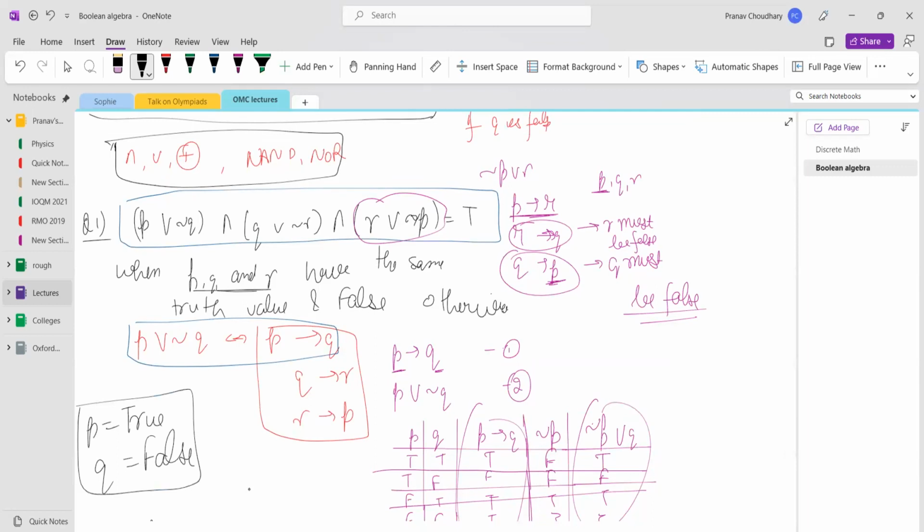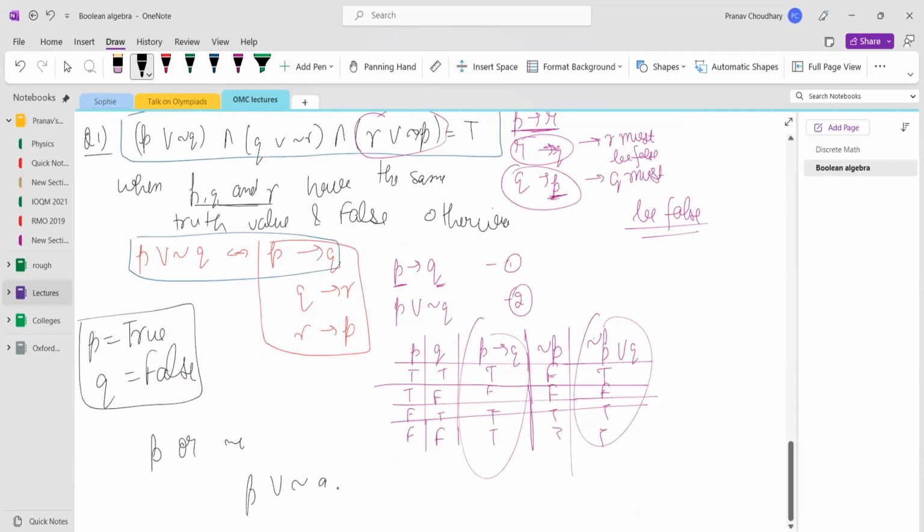Hey, what did you say? We need P or not Q and Q or not R, both should be true. Why do you want this equivalence? You do not want the equivalence here, right? You want both of them to be true. Not equivalence. Both are true.